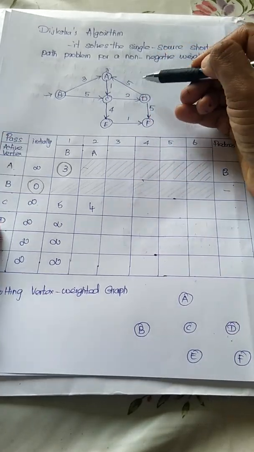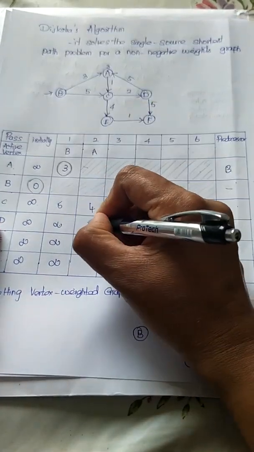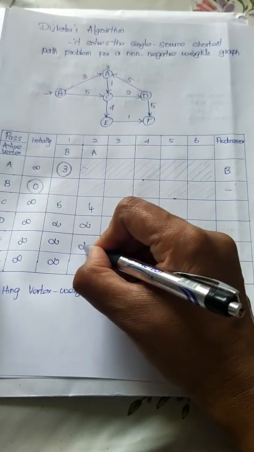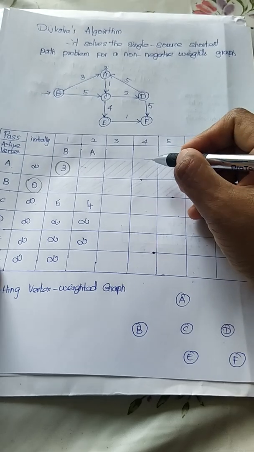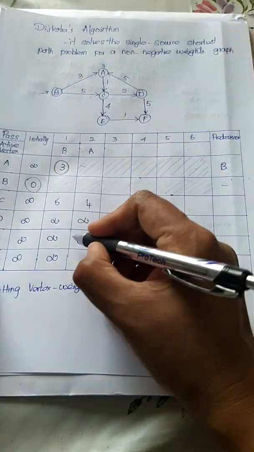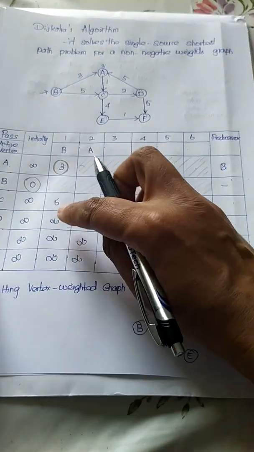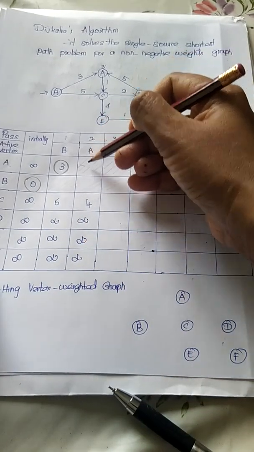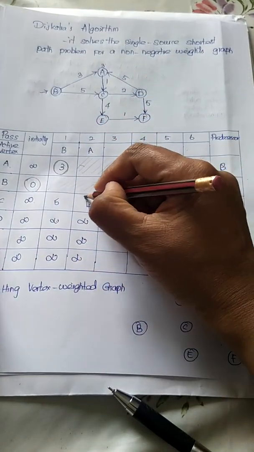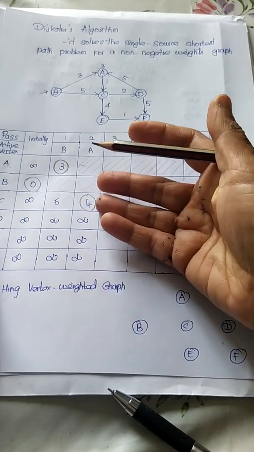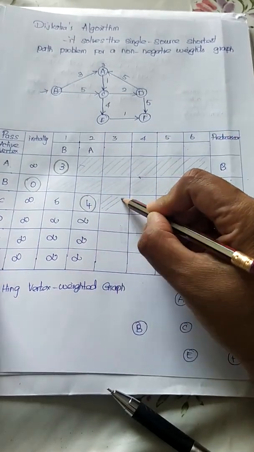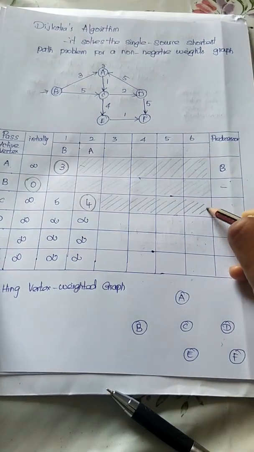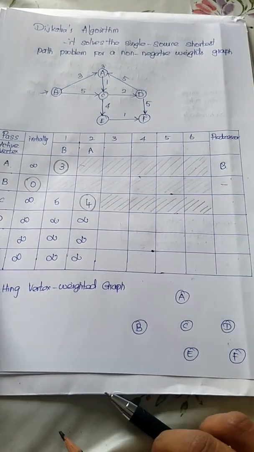A to D, I don't have an edge from A to D. Copy the previous value. A to E, of course, I do not have any edge. A to F, there is no edge. So copy the previous value. In that second iteration, this is the minimum cost. This is the one and only cost. So that's the minimum. Whenever you finalize the cost, you shade that row. I'm not going to recalculate that one.